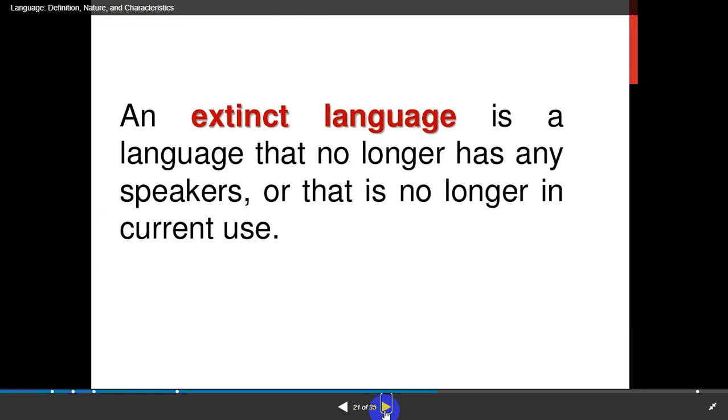An extinct language is a language that no longer has any speakers or that is no longer in current use. You know, extinct in Khmer means ដែលផុតពូជ. So an extinct animal means an animal that has died out, like the dinosaurs, no longer existing. So it is a language that no longer has any speakers or that is no longer in current use.